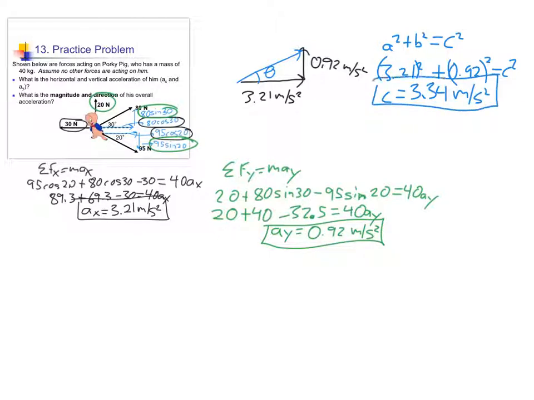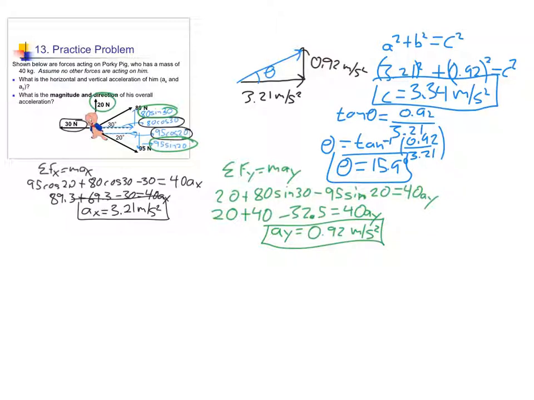And for that angle, I'm going to say tangent of that angle is equal to the opposite side, which is 0.92, over the adjacent side, 3.21. So then my angle is going to be the inverse tangent of that fraction, 0.92 over 3.21. And so I find that my angle here is going to be 15.9 degrees. So overall, I have an acceleration of 3.34 meters per second squared at an angle of 15.9 degrees, and that direction would be north of east.